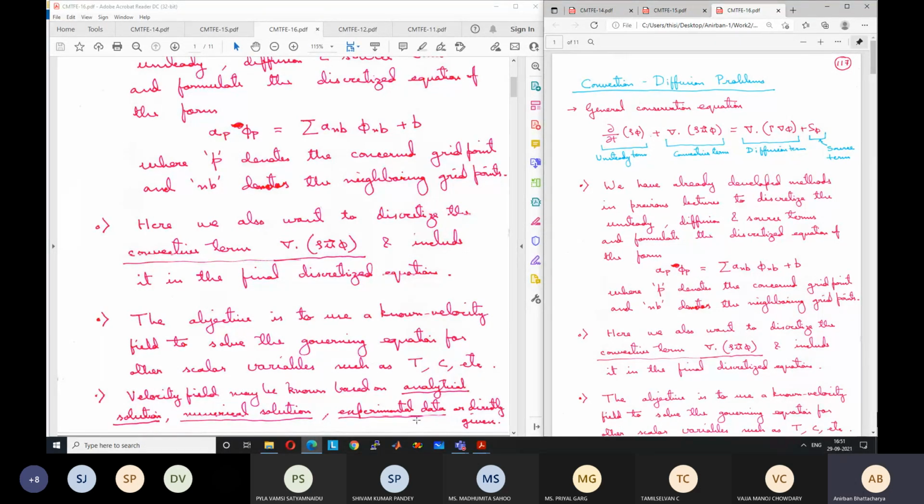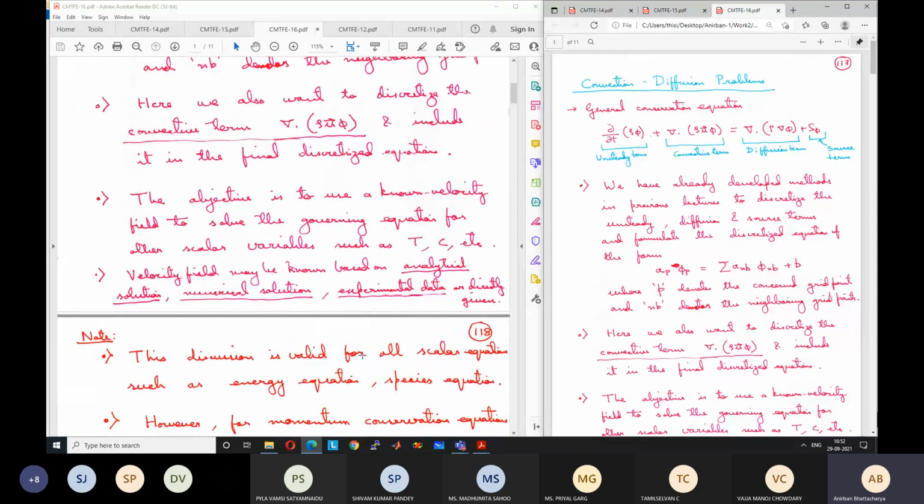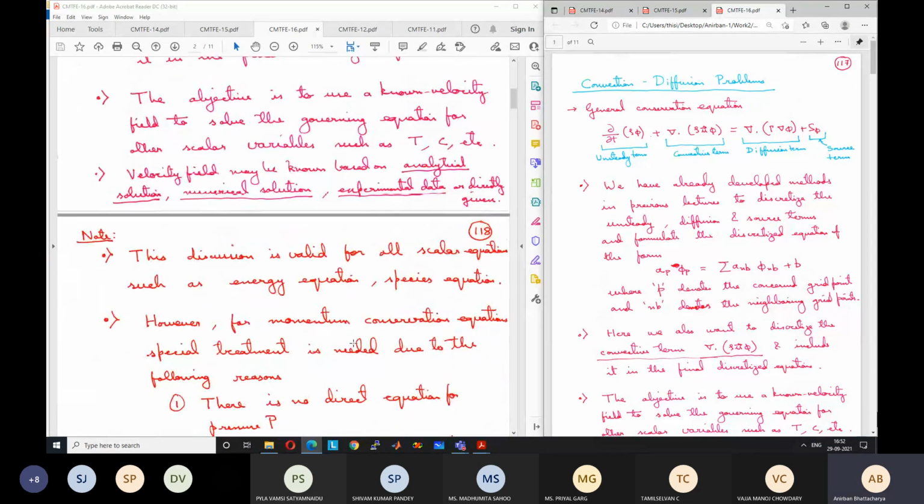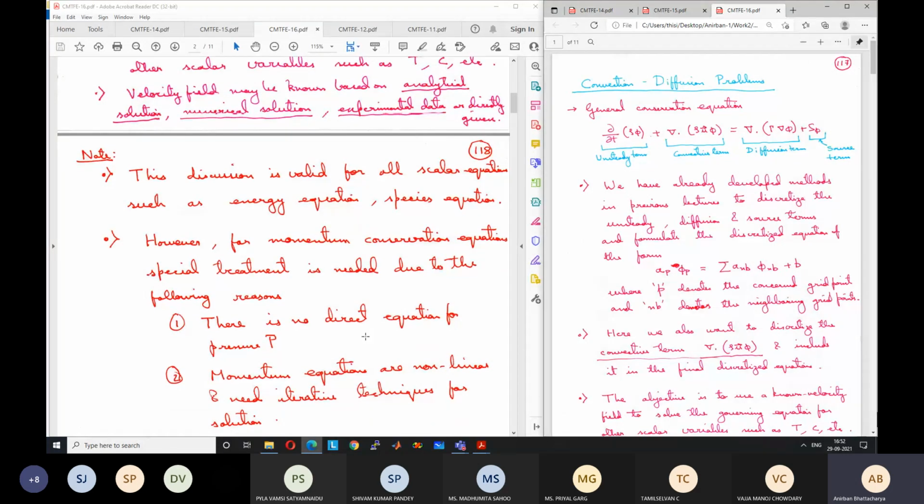Okay. For a velocity profile, we want to find out what is happening. It can be a cooked up problem, like there is a profile where there is a vortex type of pattern, or a circular flow. So we want to see what is its effect on the temperature distribution. That is, the velocity is already given as an equation. Okay. So this is valid for all scalar equations like energy equation, species equation.